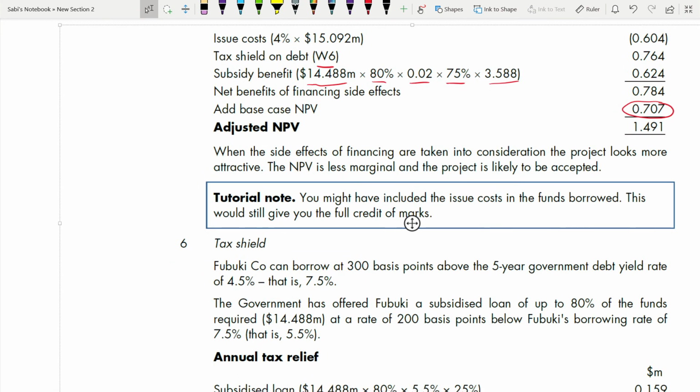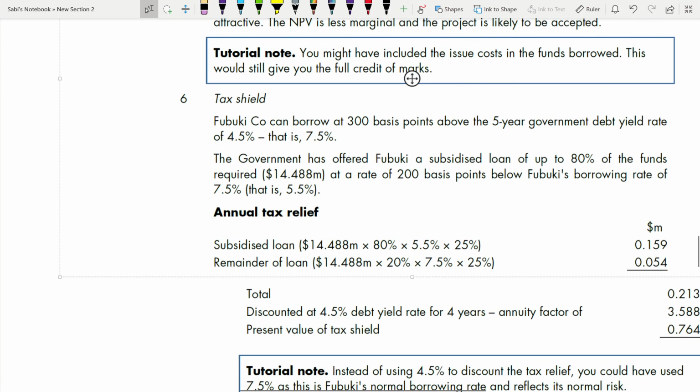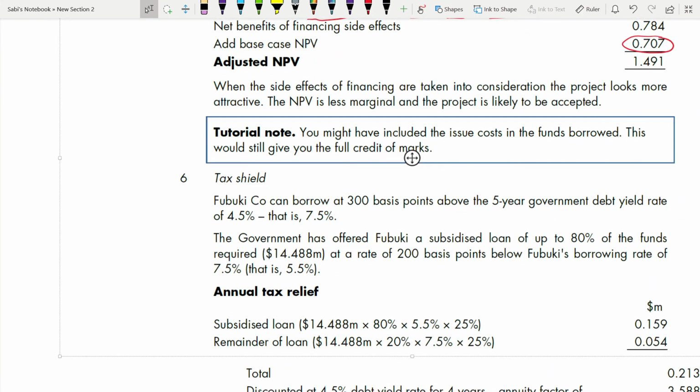Okay, this is how we are getting that 2%. So there is a lot of working here. Tax shield: Fubuki can borrow at 300 basis points above the 5 year. That means 7.5, they are adding 4.5 plus 3%. I thought we have to take 0.3, that's what I was getting. Okay, so it is 7.5. I'm sorry, if it was 30 basis points, then it would be 0.3. So you see, this is the mistake we all could make. So don't do that. Okay, I made this mistake just now.